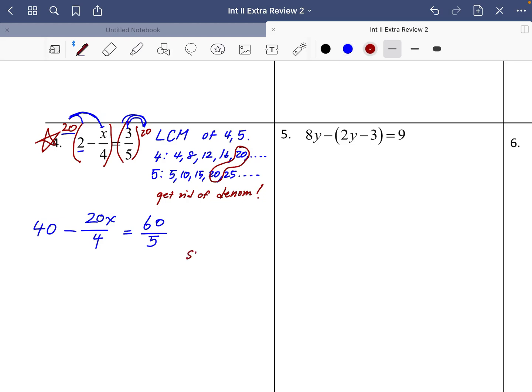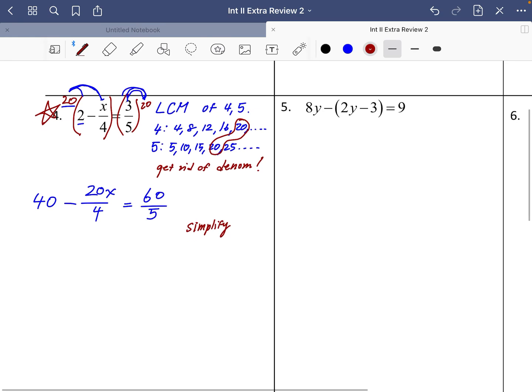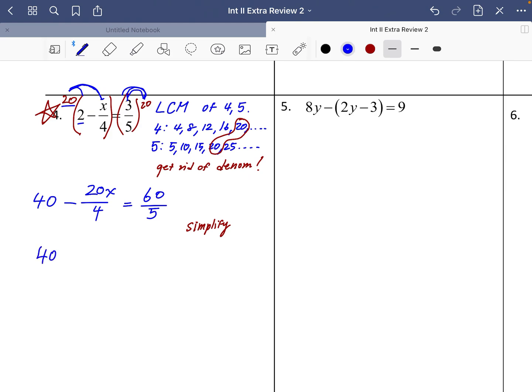Now I'm going to simplify everything because then this is going to get rid of the denominator. 40 minus, here 20 over 4 is 20 divided by 4, which is going to be 5. So I'm left with 5x. 60 divided by 5 is 12, so I'm just left with 12. And solve it from here. Subtract 40 both sides.